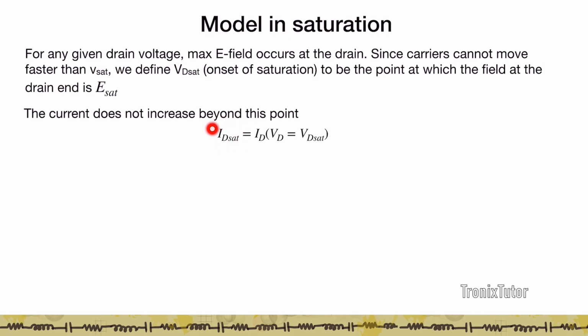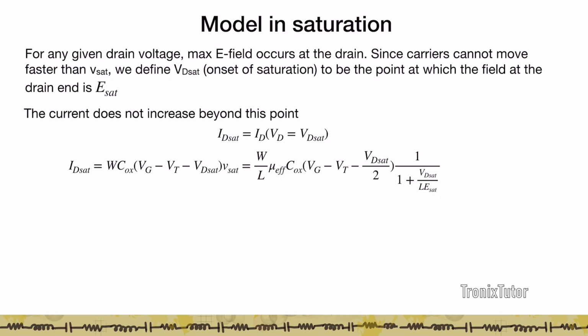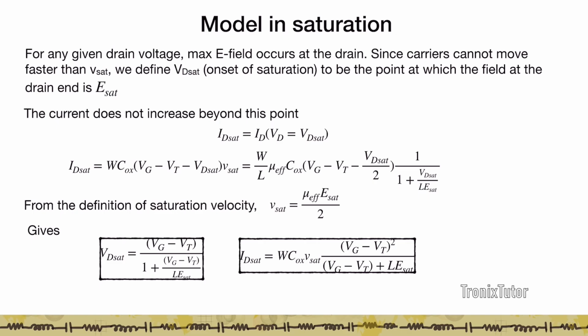So I can talk about ID sat to be the value of current, what we've developed in the previous point, when Vd is equal to Vd sat, right? And so when I equate the two currents, and then I find an expression for Vsat in terms of Esat, right? Vsat is given by mu E sat by 2. What I get is an interesting expression. I get that Vd sat, or the drain voltage at which the transistor current saturates. So please note, I'm not calling it pinch off.